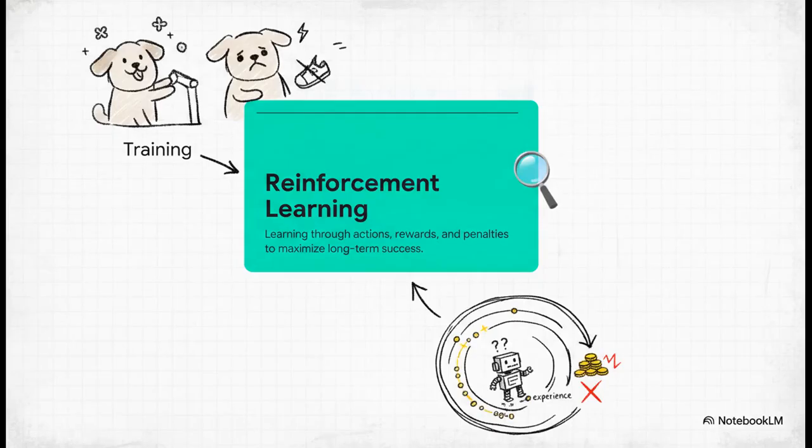Enter reinforcement learning. It operates entirely on actions, consequences, and rewards. It's honestly a lot like training a dog with treats. We drop the AI, which we call an agent, into an environment. We don't give it the right answers. It just has to discover successful strategies through pure interaction, aiming to maximize its rewards and minimize its penalties over time.